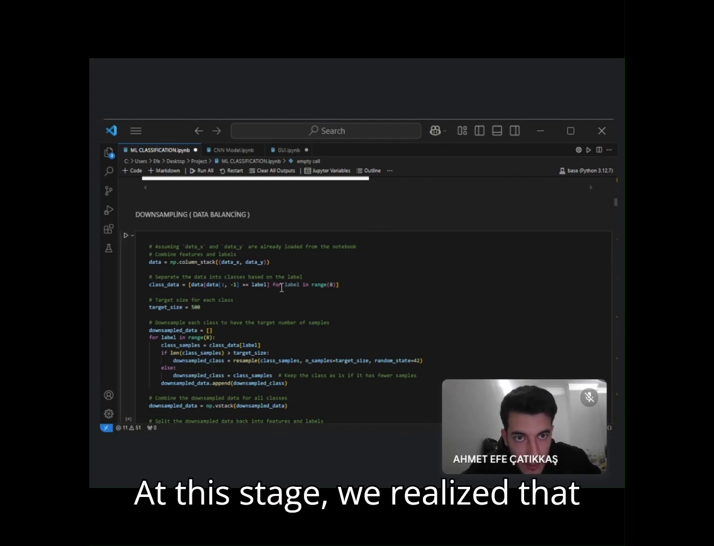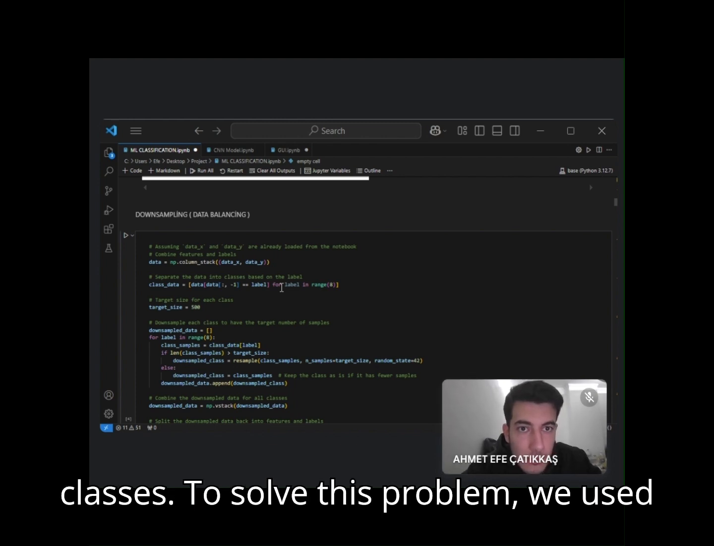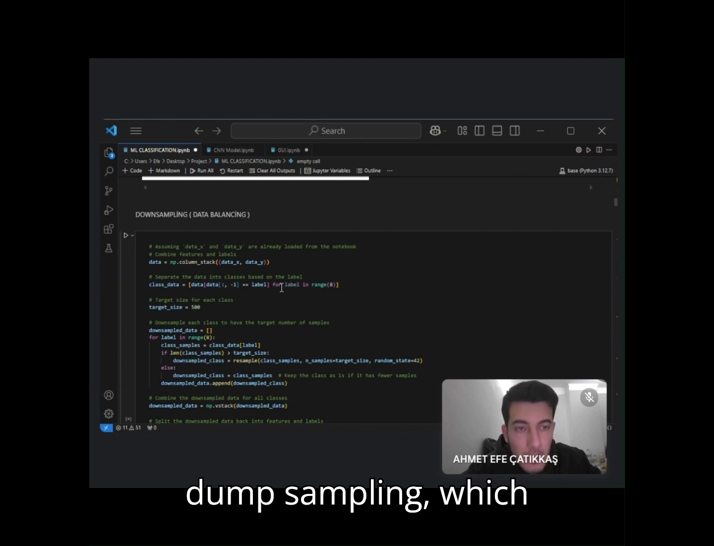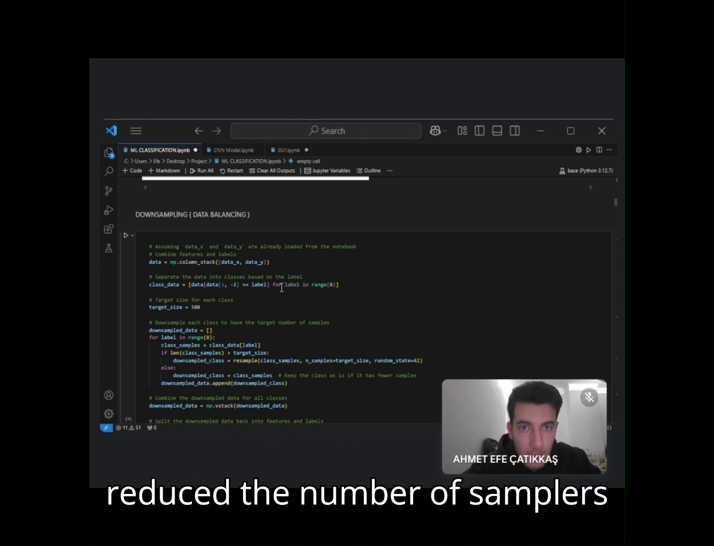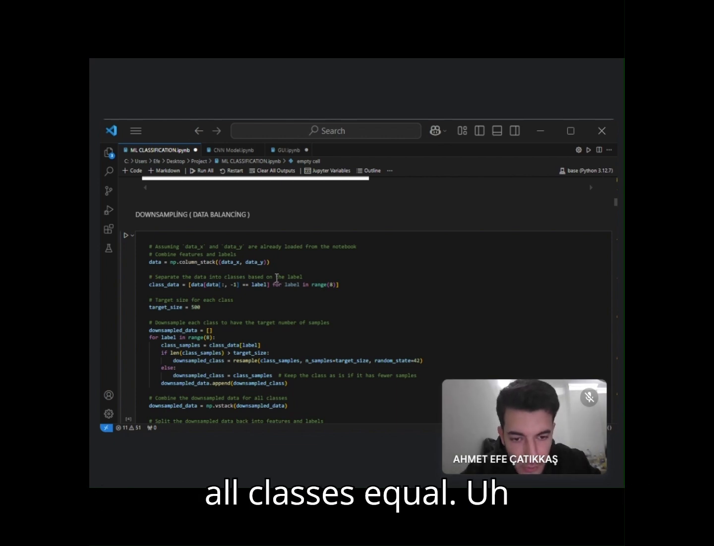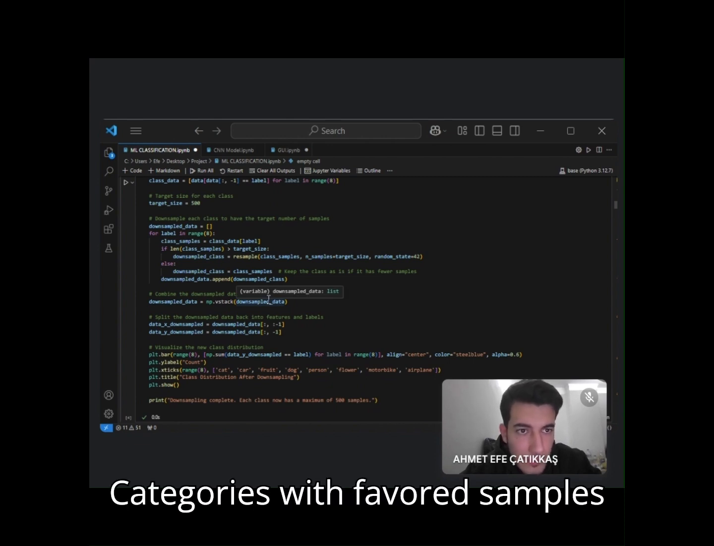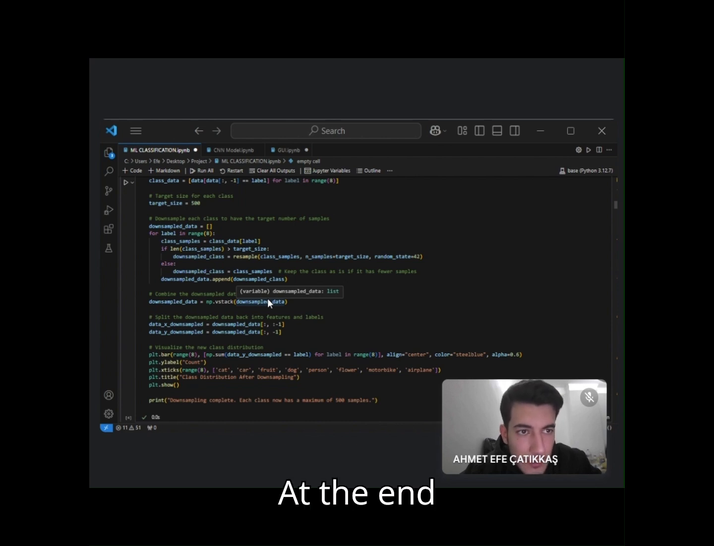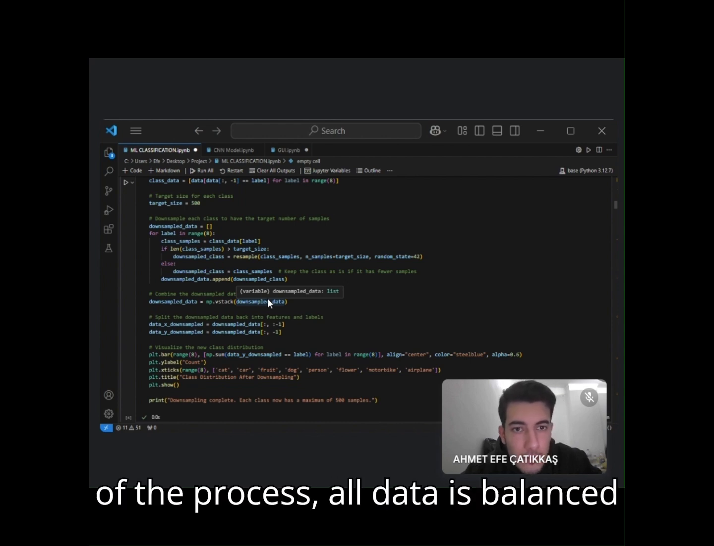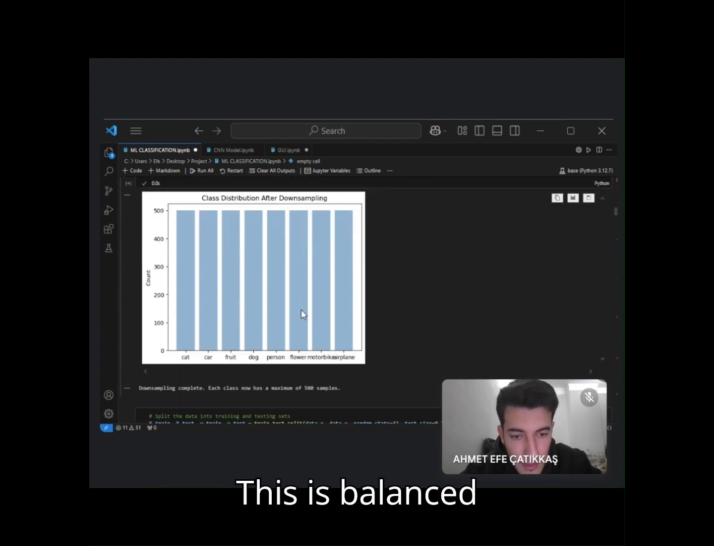At this stage, we realized that there was an imbalance between some classes. To solve this problem, we used downsampling, which reduced the number of samples in each category to a certain level, making all classes equal. Categories with fewer samples are left as they are. At the end of the process, our data is balanced with 500 samples in each category. This is the balanced graphic.